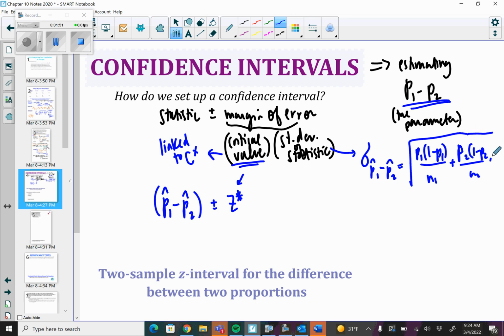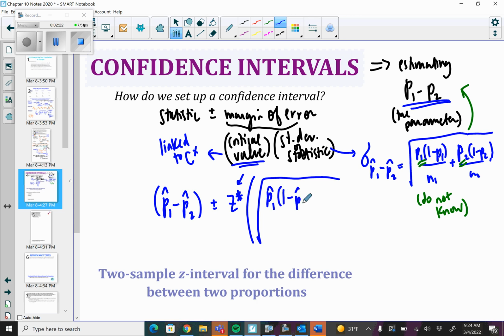But what do we notice or get worried about? Well, of course, if our goal is to estimate P1 and P2, we do not know them. But that's okay. We've come across this before. We substitute in what we have. We're going to substitute in P hat, which means instead of the standard deviation of our statistic, we technically have the standard error, which looks exactly the same, but instead of P's, we have P hats. P hat 1 times 1 minus P hat 1 all over N1 plus P hat 2 times 1 minus P hat 2 all over N2.